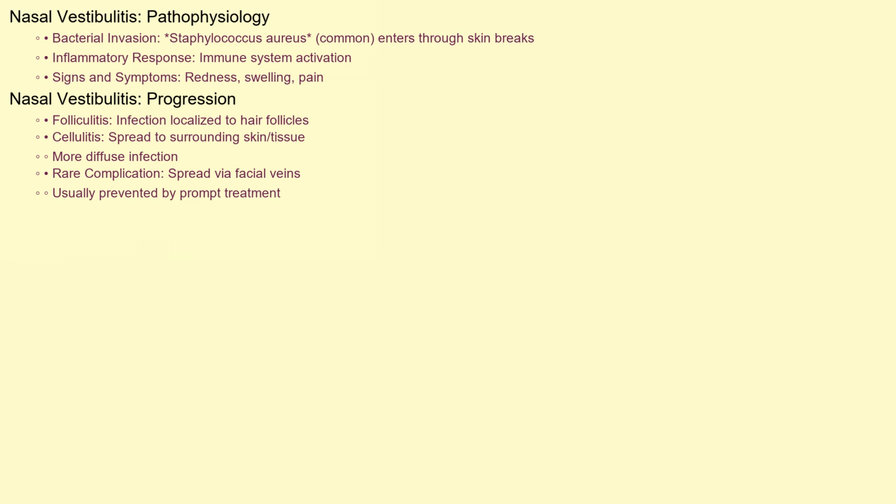The pathophysiology of nasal vestibulitis centers around bacterial invasion of the nasal vestibule. When Staphylococcus aureus or other bacteria gains entry through skin breaks, it triggers an inflammatory response. The body's immune system rushes to the site, causing redness, swelling, and pain. The infection can remain localized within the hair follicles, leading to folliculitis, or spread to the surrounding skin and subcutaneous tissue, resulting in a more diffuse cellulitis. In severe cases, the infection can potentially spread further through the facial veins, though this is rare with prompt treatment.